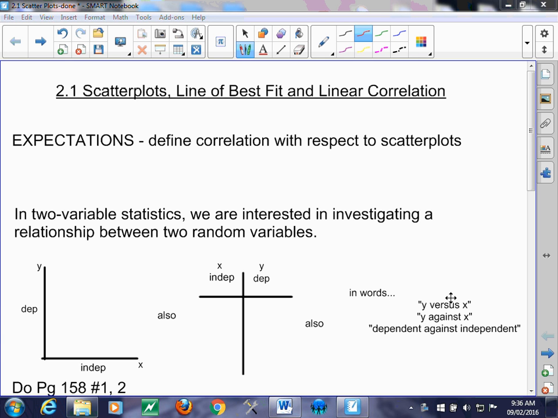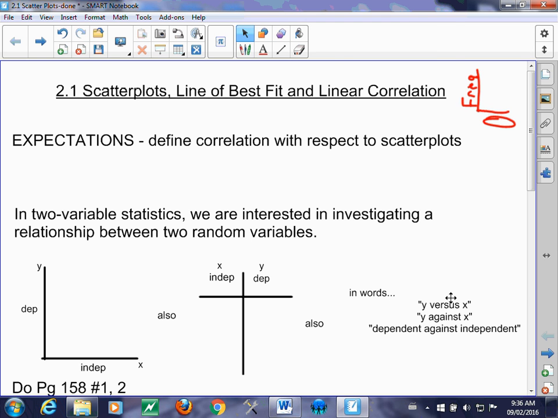The biggest shift between Unit 1, which was one variable statistics, to Unit 2, which deals with two variable statistics, is that in Unit 1, whenever we plotted something, we had frequency versus some value. So we always have frequency on the y-axis. That's going to change. Now in two variable statistics, we're going to compare something to something else, similar to what you're going to be doing in your culminating project.